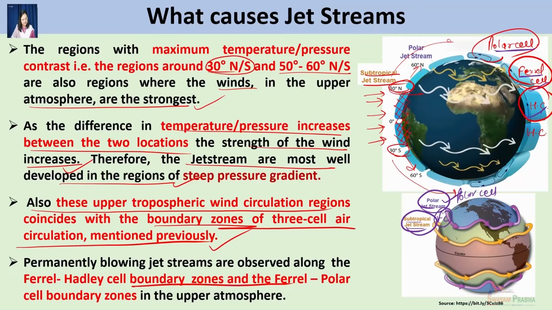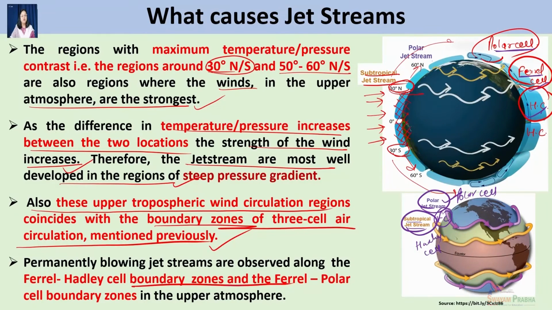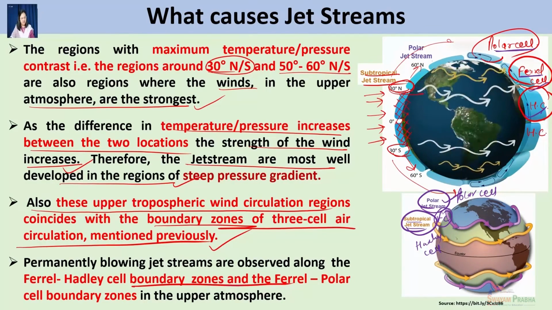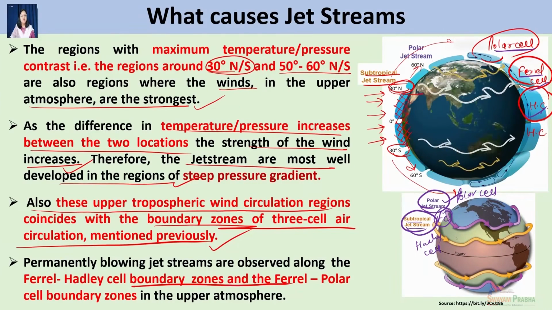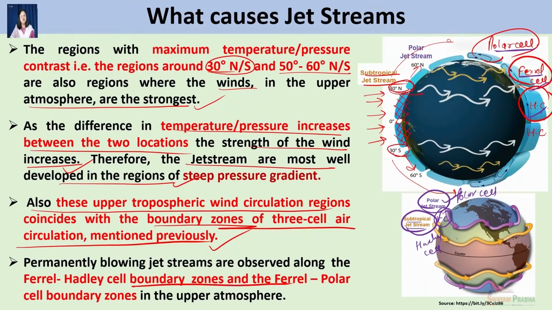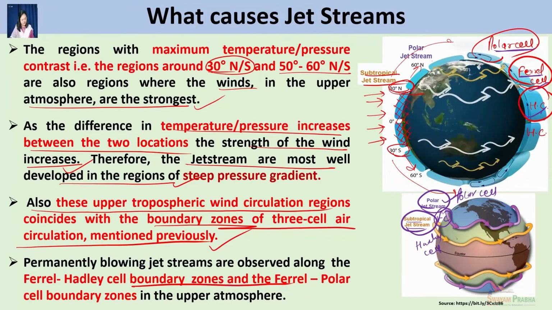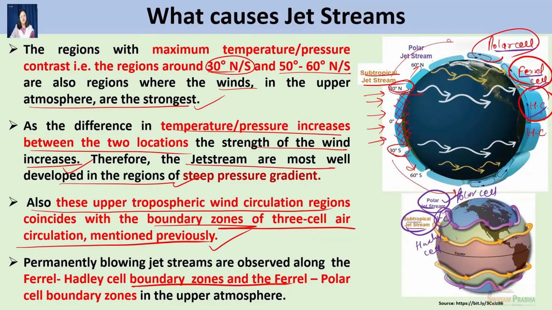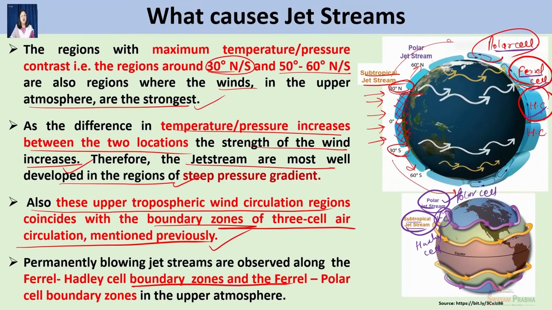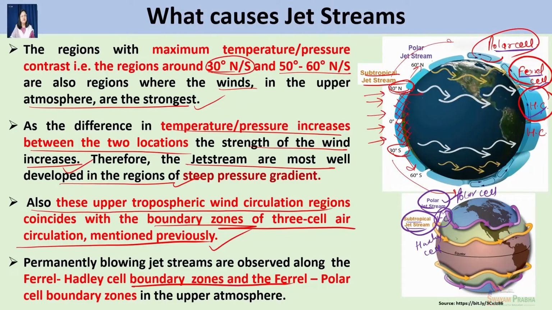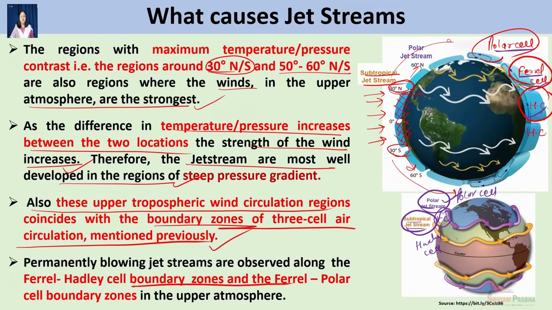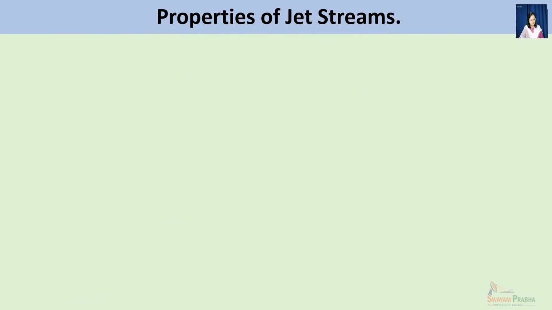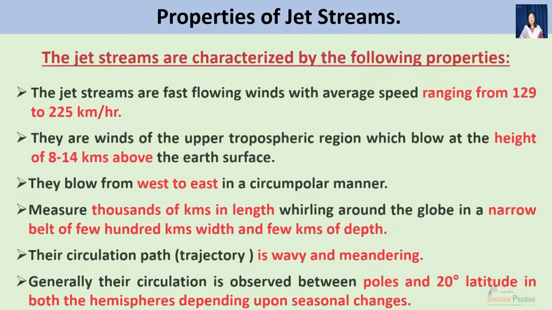The boundary zones of these cells also have very distinctive temperature and pressure contrast conditions, which lead to the formation of the permanent jet streams which blow throughout the year along these boundary zones. However, with varying intensity, velocity, and even varying latitudinal coverage in different time periods of the year. Now, coming to the properties of jet streams.